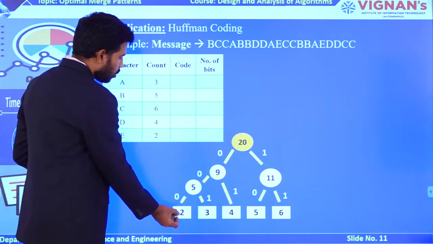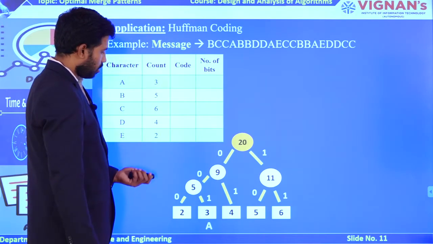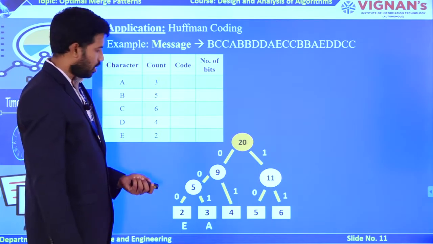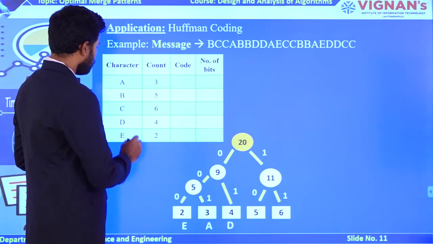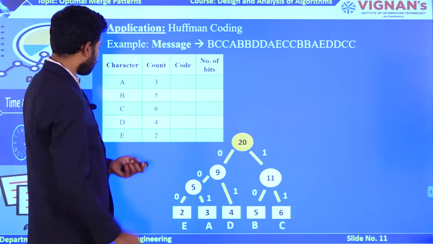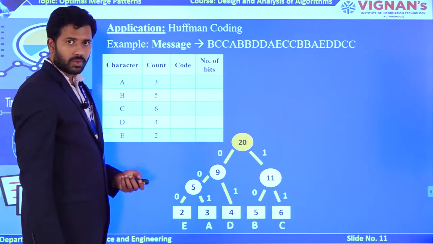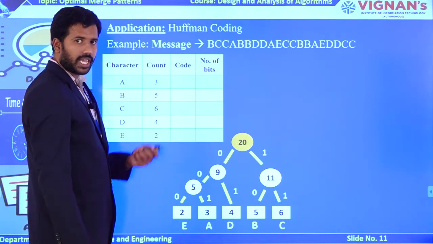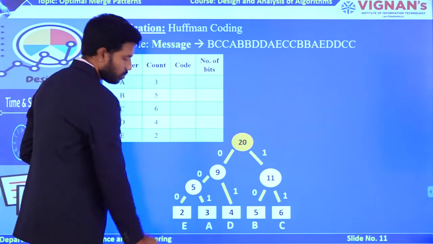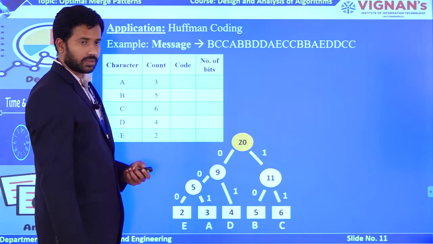So 3 is representing a character A, 2 is representing a character E, 4 is representing a character D, 5 is representing character B, and 6 is representing a character C. Now how to fill the codes? Like your previous example, distance from root node to the external node.